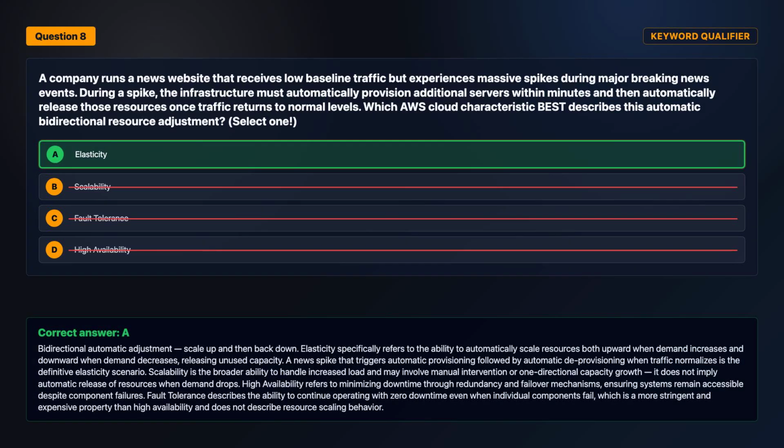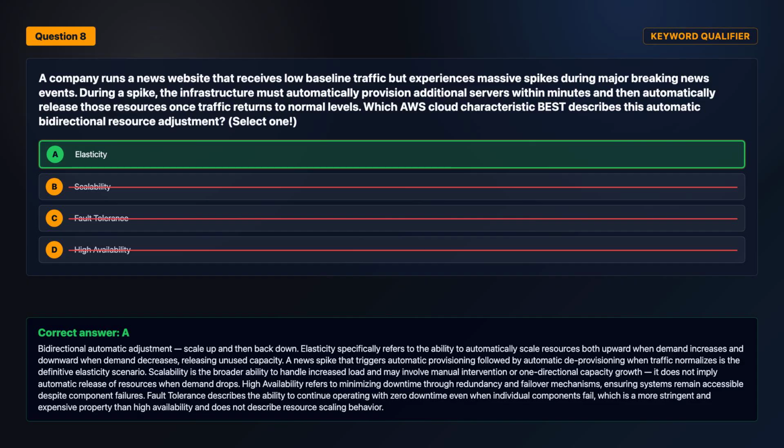The correct answer is option A. Bidirectional automatic adjustment, scale up and then back down. Elasticity specifically refers to the ability to automatically scale resources both upward when demand increases and downward when demand decreases, releasing unused capacity. A news spike that triggers automatic provisioning followed by automatic deprovisioning when traffic normalizes is the definitive elasticity scenario. Scalability is the broader ability to handle increased load and may involve manual intervention or one-directional capacity growth. It does not imply automatic release of resources when demand drops.